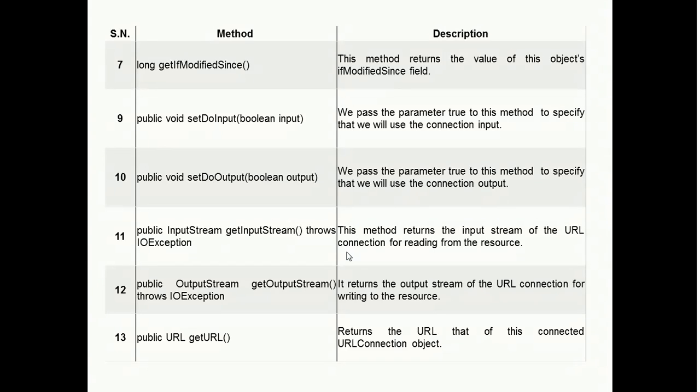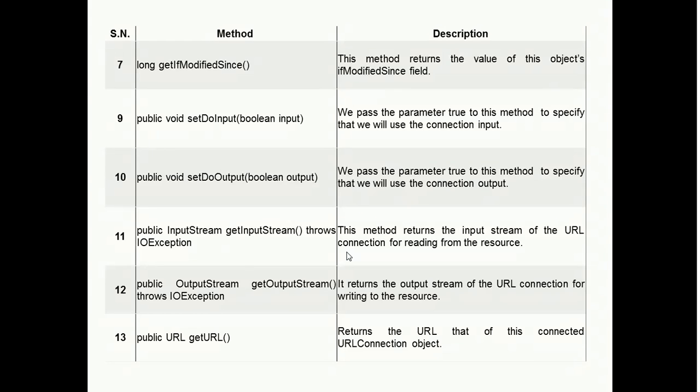Also, it returns a boolean value of a doInput flag of the invoking object. Public void setDoOutput(boolean output). This method also returns the boolean value of a doOutput flag of the invoking object.